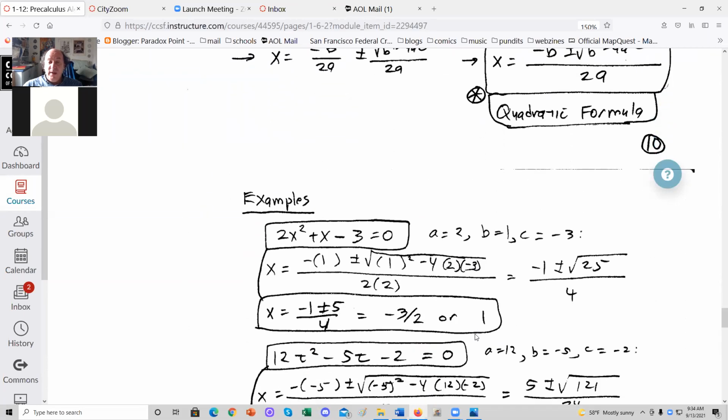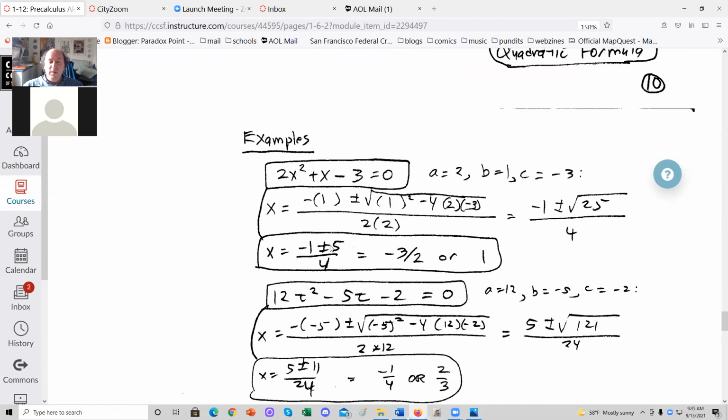So for example, 2x squared plus x minus 3 equals 0. a is 2, b is 1, c is negative 3. Plug it in: b is 1 here and here, a is 2 here and here, c is negative 3 here. Okay, so that reduces to negative 1 plus or minus root 25 over 4. Root 25 is 5, so x is negative 1 plus or minus 5 over 4. With a negative 5, it reduces to negative 3 halves. With a positive 5, it reduces to 1. x is negative 3 halves, or 1, solves this.